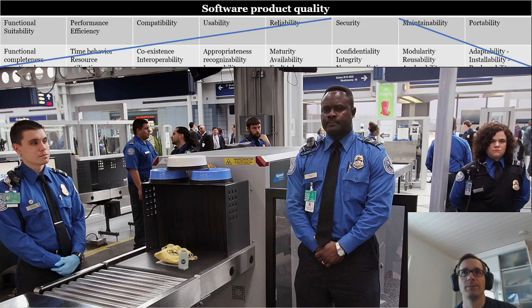Security is another software product quality attribute. All software should be secure to some degree at least. We have locks in our houses and locks in our bicycles so that they don't get stolen or robbed. We have police officers and security guards that ensure that criminals don't steal our stuff.